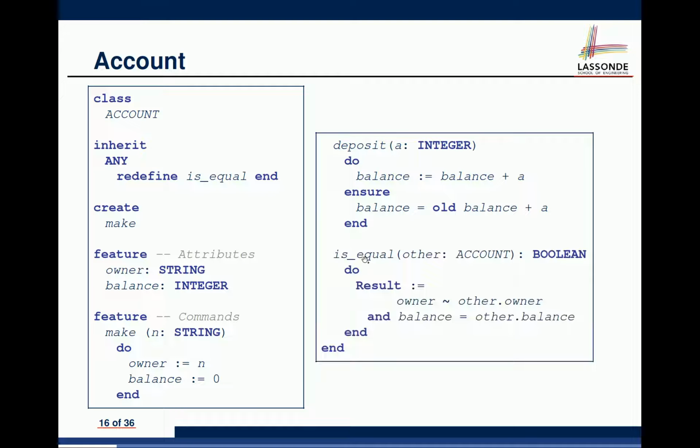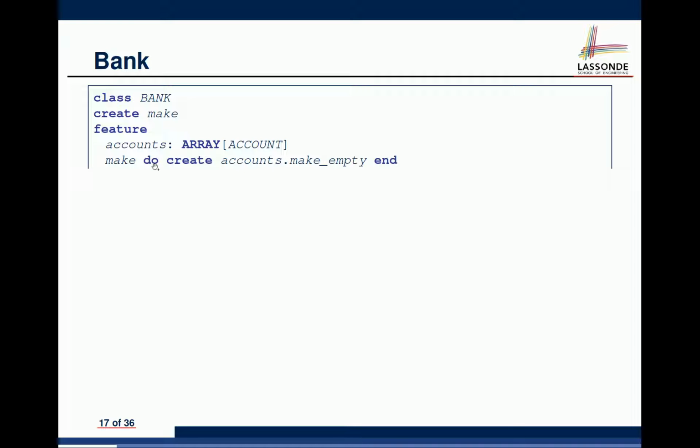And then also we got is_equal here, right? You have seen this for your lab 1. For two accounts to be equal, owner and balance must be equal. That's the account class. Easy. Let's go to the bank class, and then we'll be ready to write some contracts. Let's say we got bank class, and then we got accounts of type array of accounts. And then when you first create the bank objects, simply initialize the array to be empty.